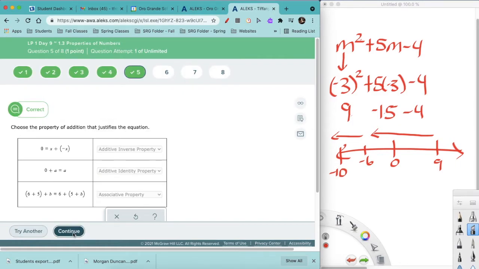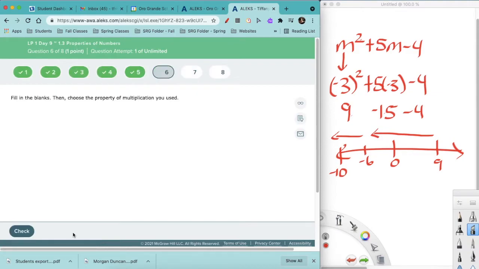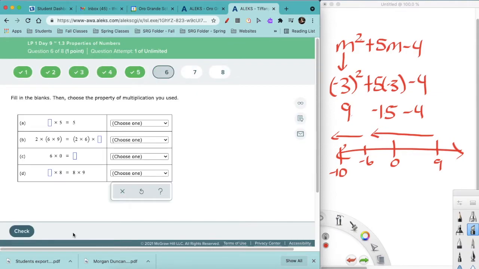We have number 6. So we're going to fill in the blanks here, and this is for multiplication now. So the properties actually are very, very similar, and we've already kind of talked about that on the other pages, right? Associative, it's the same idea. It's going to be with grouping. We're just moving the numbers around. Commutative, same idea. We're going to switch the position of the numbers.